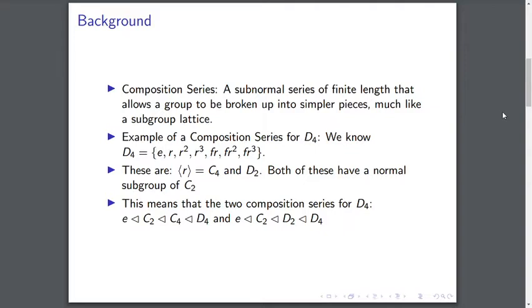Well, a composition series is a subnormal series of finite length that allows a group to be broken up into simpler pieces, much like a subgroup lattice. Now, there's an important difference between a subgroup lattice and a composition series. One is that it's a subnormal series, which means that every subgroup on it is normal, which allows us to talk about normal series, which are well defined. Which is more important, there are a lot of theorems relating to that, which helps us break it down into something simpler, as well as that it must be a series of finite length.